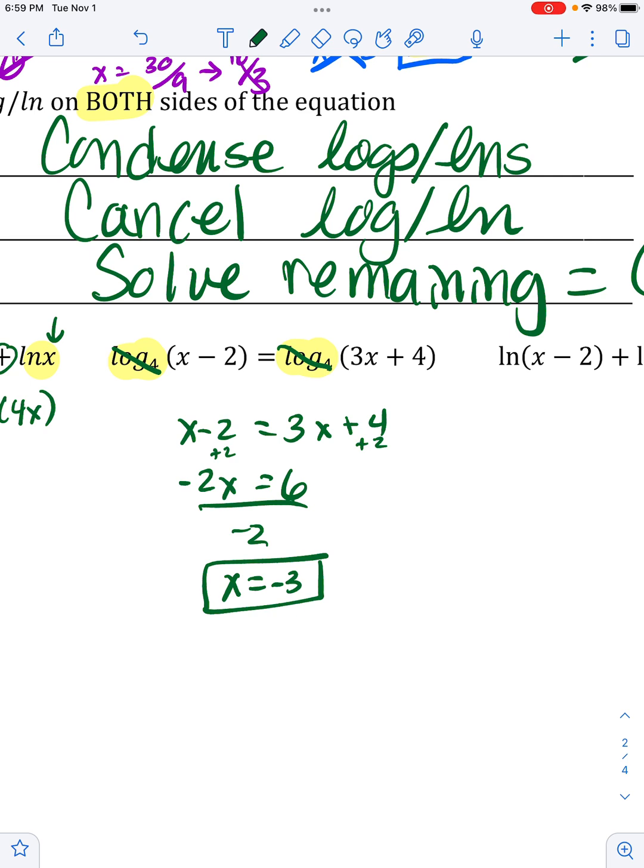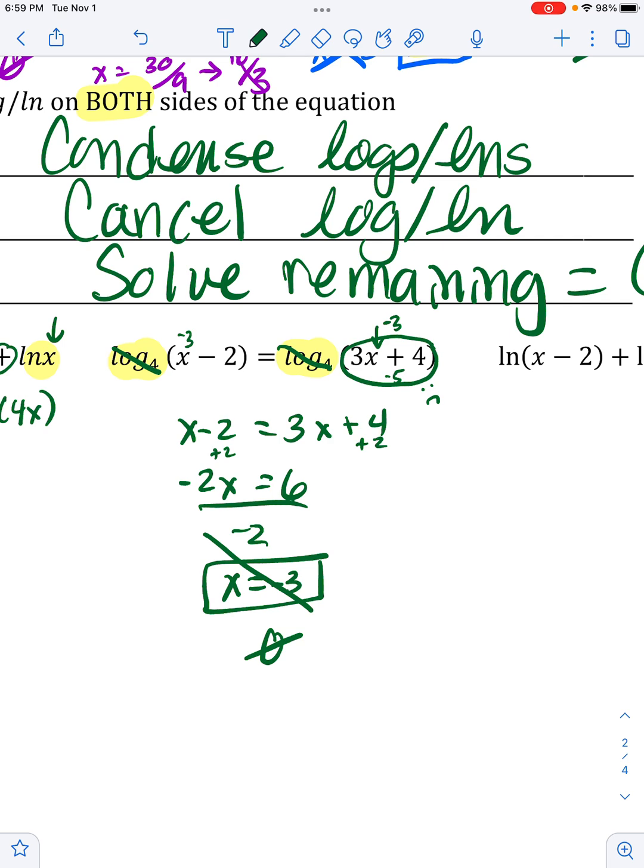But then I'm going to go up here and say, okay, but if I plug in a negative 3, this whole thing becomes a negative number, because it would be negative 9 plus 4. So I'd be looking at taking the log of negative 5, which you can't do. And same thing here. I'd be putting that in and taking the log of a negative 5. So even though the numbers themselves are equal, it's not mathematically possible. And so in the end, I have no solution.